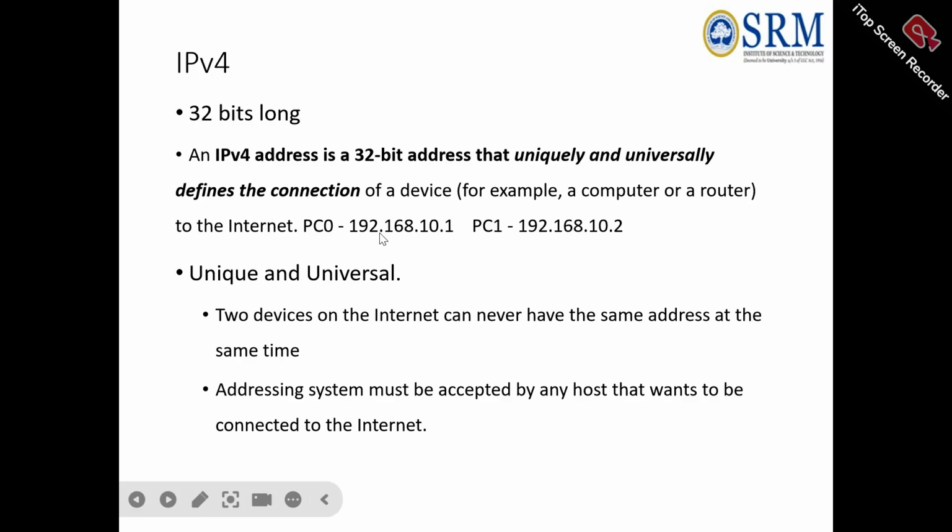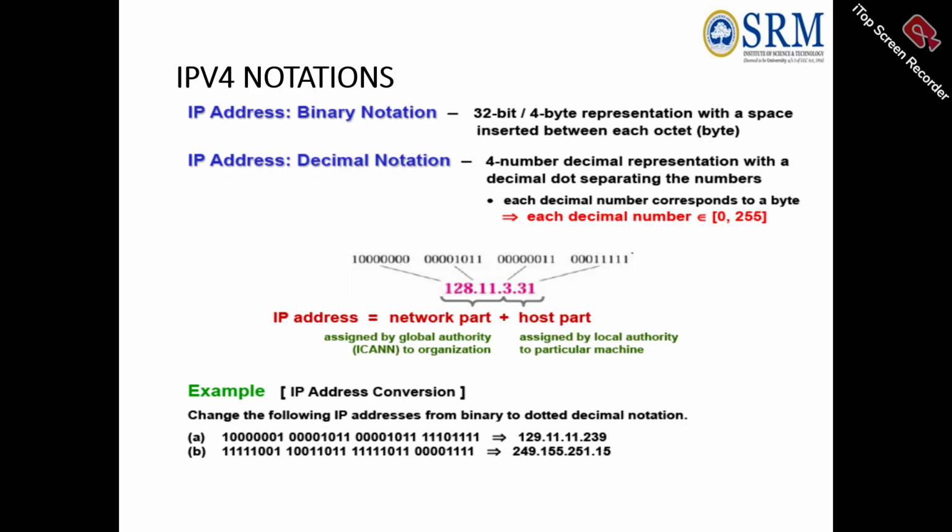Already you know the difference between network part and host part. Here both PC0 and PC1 have the same network. From this itself we identified that both PCs belong to the same network. The host part defines the device. So one is for PC0 and two is for PC1. So from this we can identify the host part and network part of the devices.